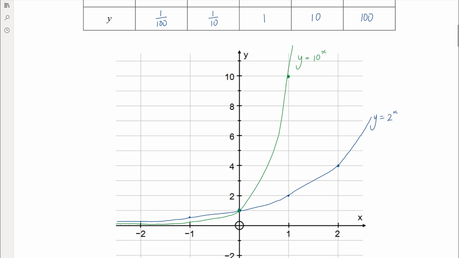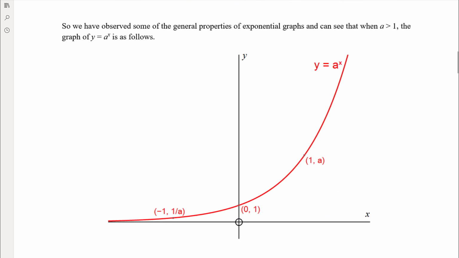We've got this sense that this is what we're dealing with here, this exponential growth, so increasing slowly at first and then more and more quickly. We also note that as x gets more and more negative, the function gets smaller and smaller and smaller, but it's never actually going to get to 0.